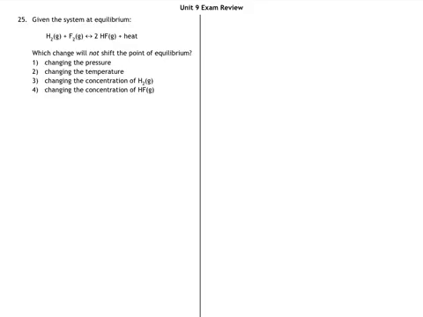And 25, given the system at equilibrium, which change would not shift the point of equilibrium? So this is an all-gas system, and one of the things you should check for when you're dealing with all-gas systems is whether the number of moles is equal on the left and the right. In this case, they are. I see 2 moles on the left and 2 moles on the right. And that does matter because this means that changing the pressure would not actually affect the point of equilibrium. So my answer is actually choice 1.